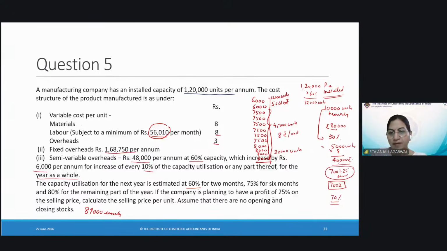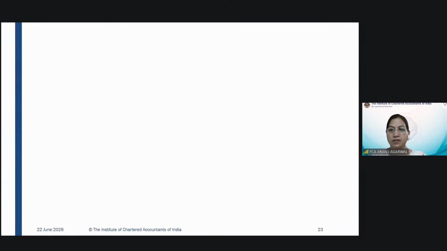If the company is planning to have a profit of 25% on selling price, once again, 25% on selling price, 1 by 4 on sales, 1 by 3 on cost, what should be the selling price, assuming there are no opening and closing stocks? So material cost is 8 rupee per unit, labor cost is 8 rupee per unit, and overheads is 3 rupee per unit.